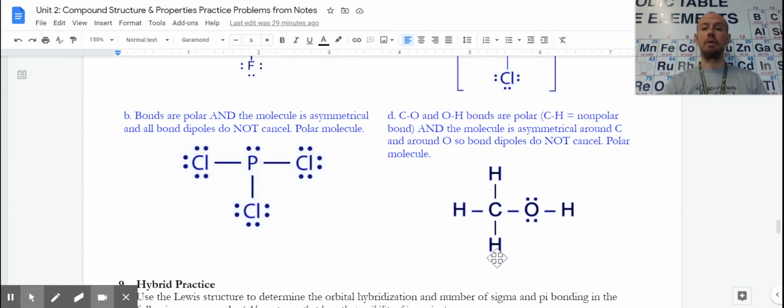Carbon has carbon, carbon, carbon, but oxygen, that's different. Oxygen has hydrogen on one side, carbon on the other, and lone pairs on the other. So there's dipoles that occur here towards my oxygen, here towards my oxygen, that are not equal and are not canceled out by other dipoles equally in other directions. So as a whole, this molecule ends up being polar.